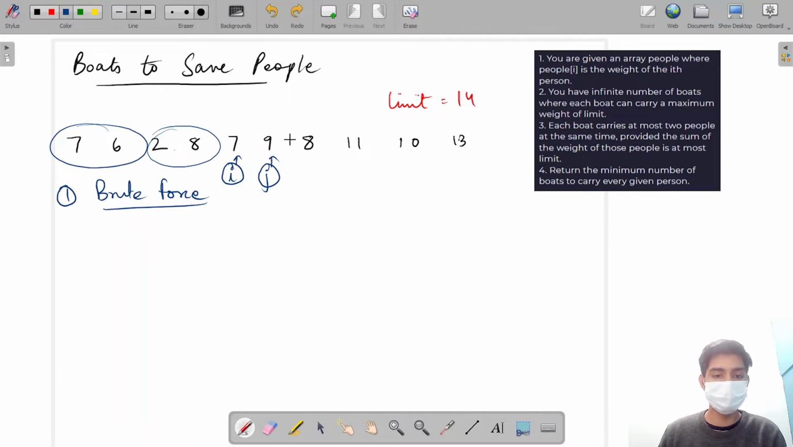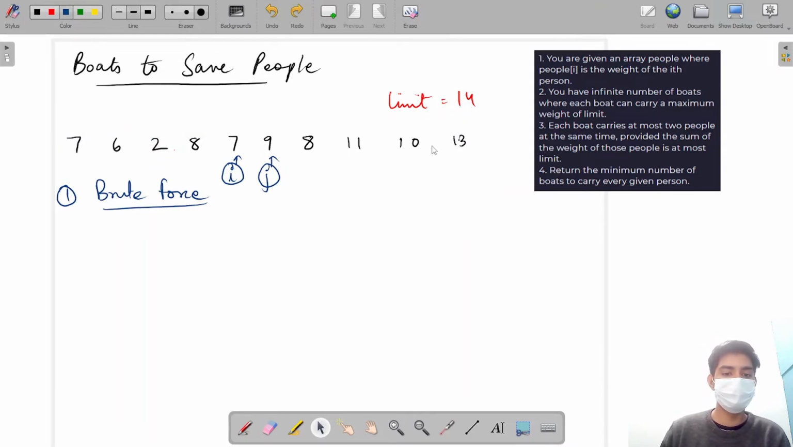Now 7 plus 8, my j will move forward. 7 plus 8 gives me 15, right? It is also greater than my limit. 7 plus 11 gives me 18. 7 plus 10 gives me 17. 7 plus 13 gives me 20. So there is not a single option where I can have 7 pair up with anyone else, right? I cannot pair this 7 with anyone else. It means that this 7 will go alone, right?